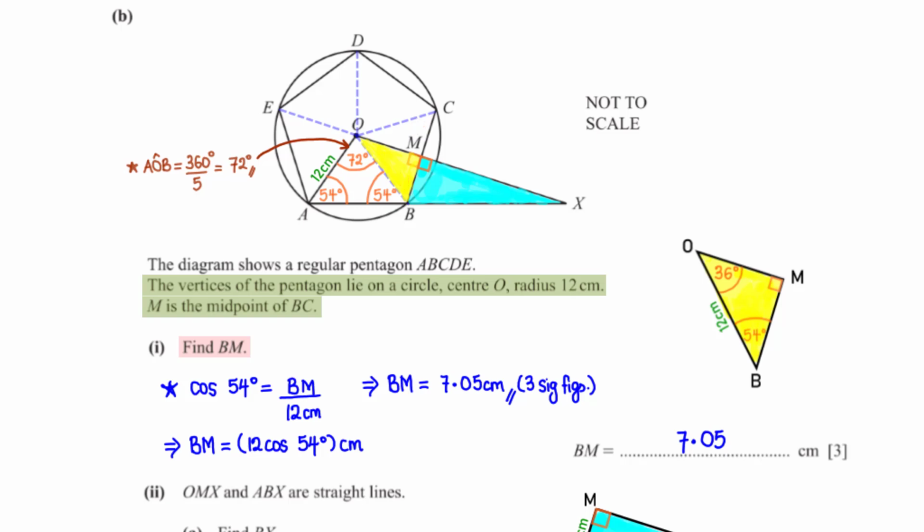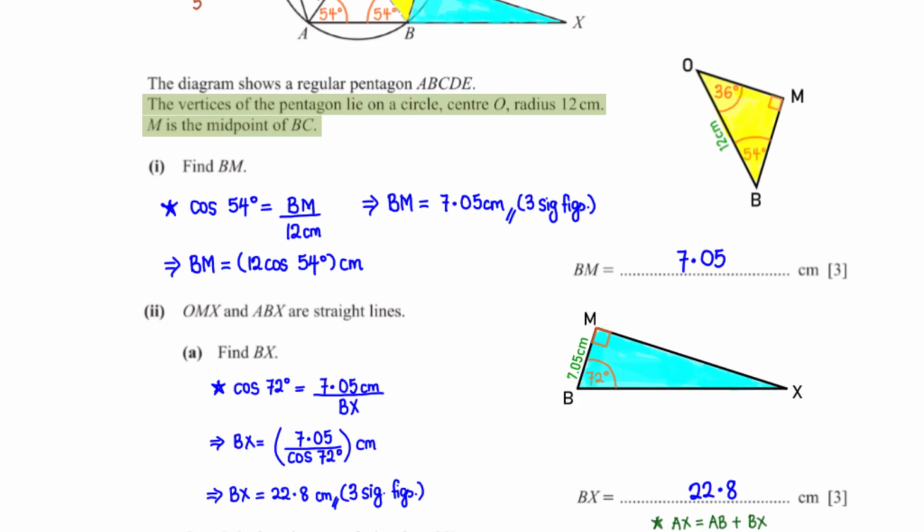The radius passes through the midpoint M of BC, and so angle BMO is 90 degrees. We know OB is a radius and its length is 12 centimeters. Now that we have these values, we can easily find BM by applying SOHCAHTOA. This gives us cos 54 degrees equals BM divided by 12 centimeters. When we multiply both sides by 12, this is what we have. When we type this into the calculator, we get 7.05 centimeters rounded to 3 significant figures.